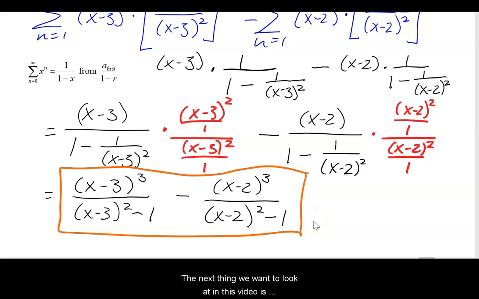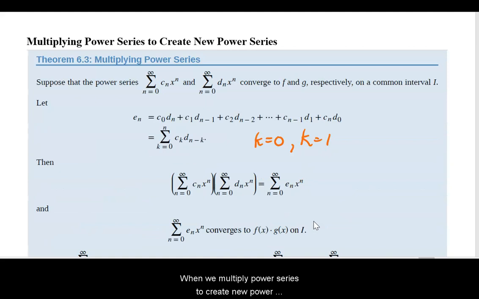The next thing we want to look at in this video is multiplying power series together. When we multiply power series to create new power series, it is a far more difficult process, as you might imagine. Because you can think of a power series as basically an infinite polynomial, multiplying two power series is like using the distributive property, taking an infinite number of terms and distributing them over another infinite number of terms infinitely often. It can become very difficult to figure out what the formulas are.